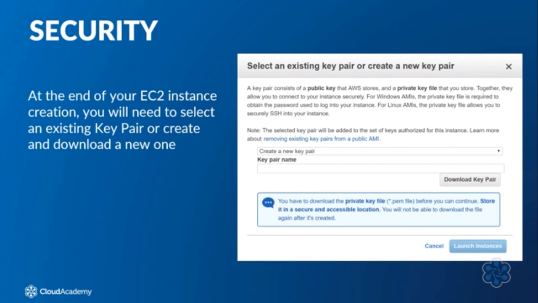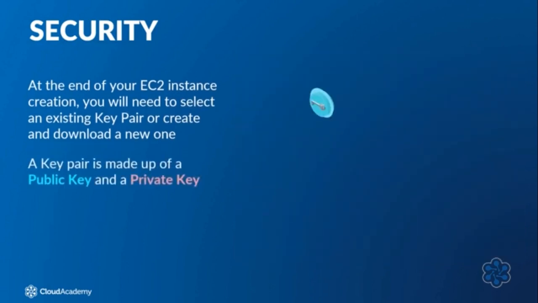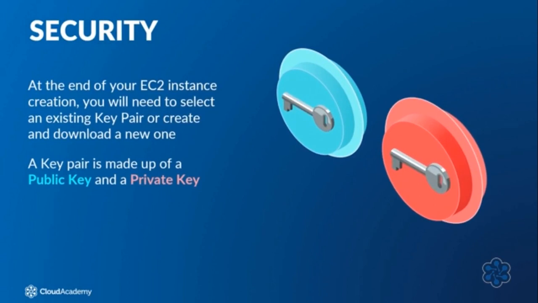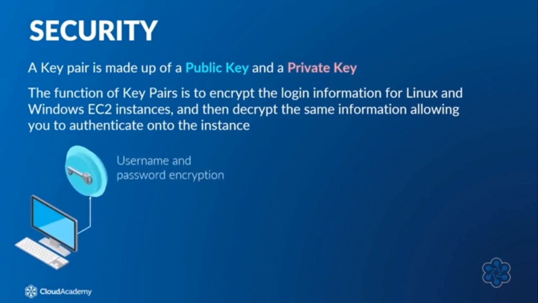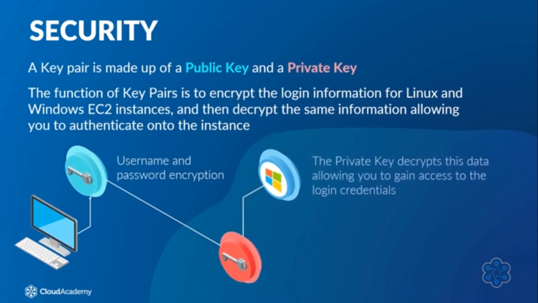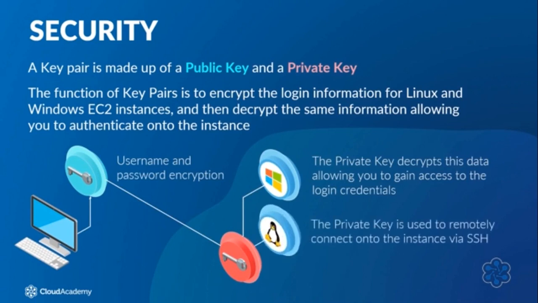A key pair, as the name implies, is made up of two components, a public key and a private key. The function of key pairs is to encrypt the login information for Linux and Windows EC2 instances, and then decrypt the same information, allowing you to authenticate onto the instance. The public key encrypts data such as the username and password. For Windows instances, the private key is used to decrypt this data, allowing you to gain access to the login credentials, including the password. For Linux instances, the private key is used to remotely connect onto the instance via SSH.